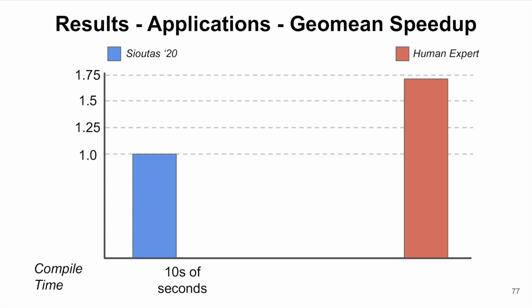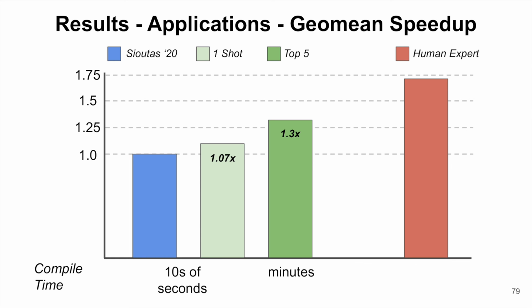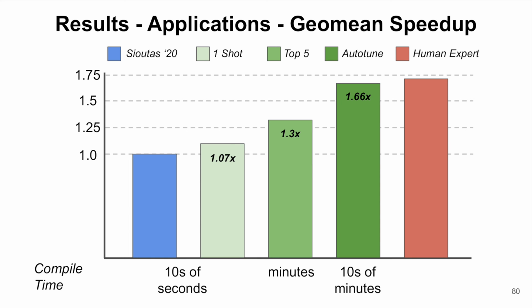Here we have the relative performance of the produced schedules. Blue is the state-of-the-art GPU autoscheduler, and red is a human expert. Our autoscheduler can produce schedules quickly that are 1.07 times faster than the baseline. If you spend a few minutes compiling and benchmarking 5 of the top candidate schedules, we see a speedup of 1.3 times. And if you spend tens of minutes compiling, benchmarking, and retraining the cost model in an auto-tuning loop, the speedup is 1.66 times over the baseline and approaching human expert level.